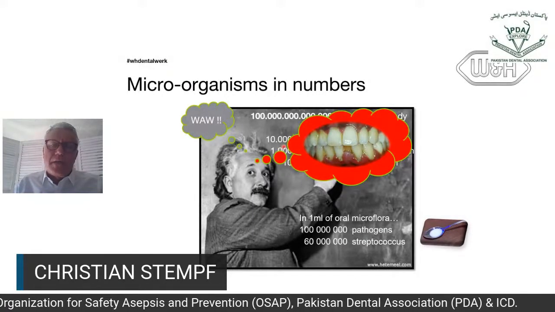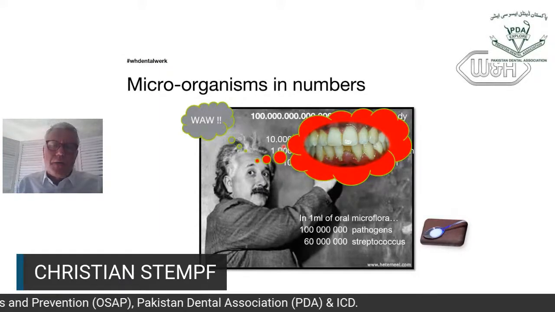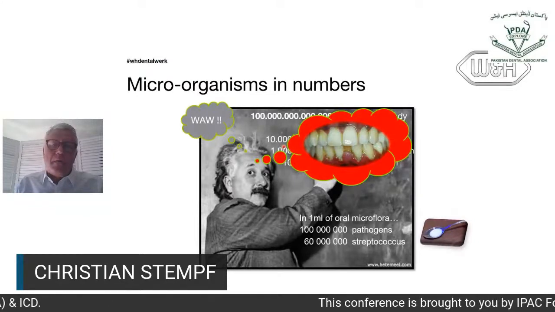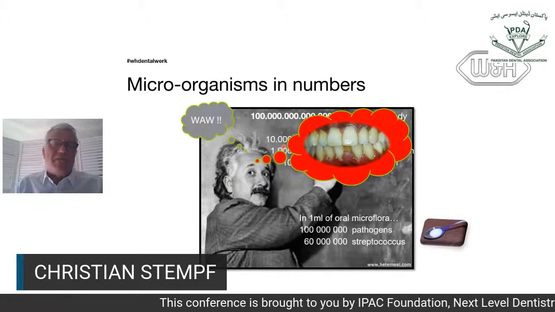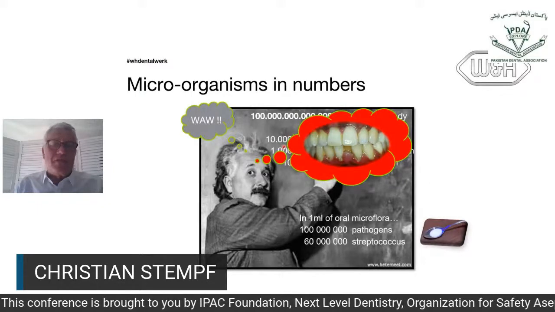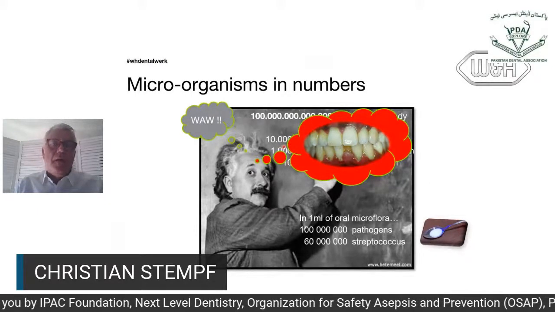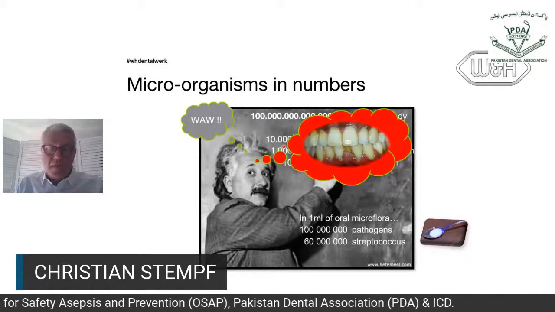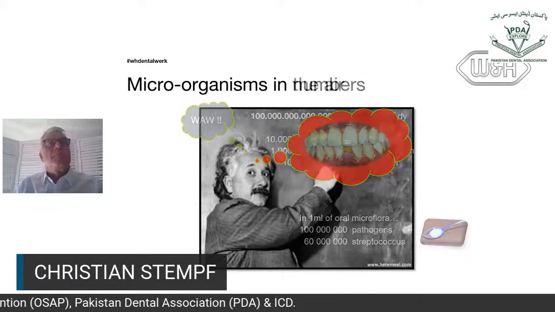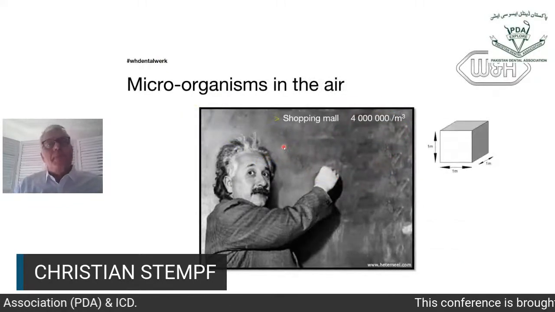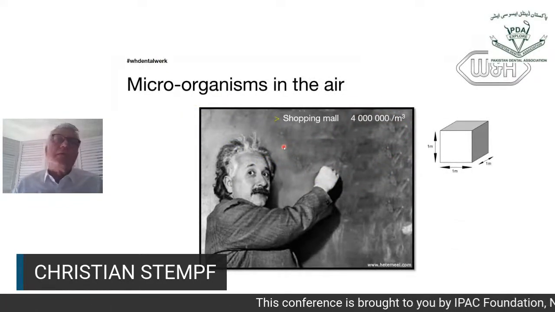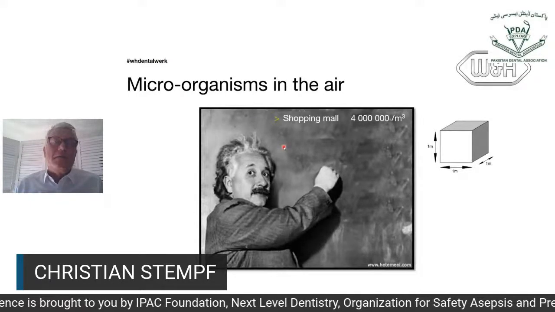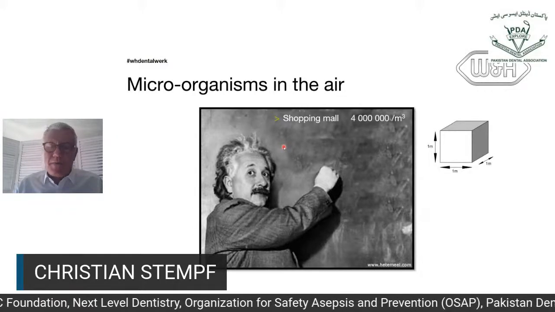Now, recently I checked, and on the coronavirus they have done some measuring, some sampling, and the highest virus load was after 7 days of incubation. But still, after 25 days, there are 160,000 copies of this virus. In the air, and now you understand why we all wear masks, in shopping malls there are 4 million per square meter of air. So the more people, the higher the contamination.